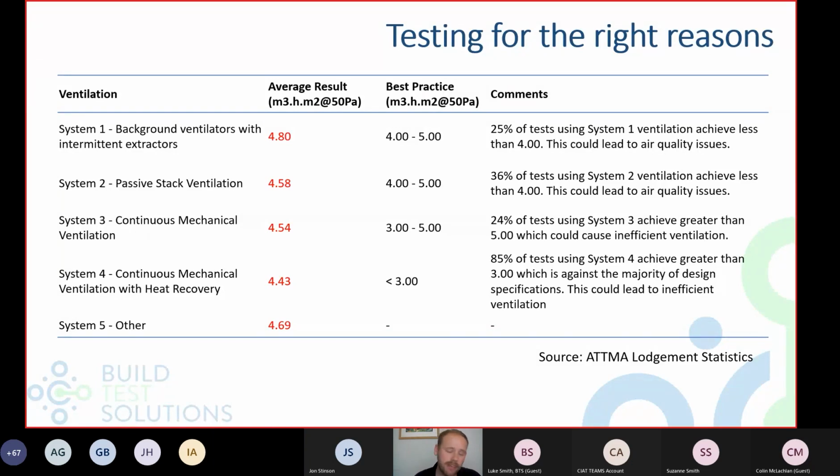So we need to be thinking at design stage, if you're designing for an air tightness of 5, what does that mean for the actual building? How does it go together? I think it makes a lot more sense to be designing for a good level of air tightness, a lower level, and then providing the ventilation to go with it. It's a bit back to front, I think, to design for an okay air tightness.